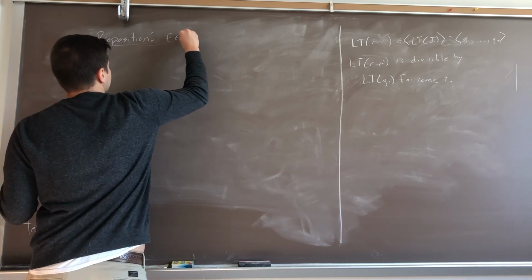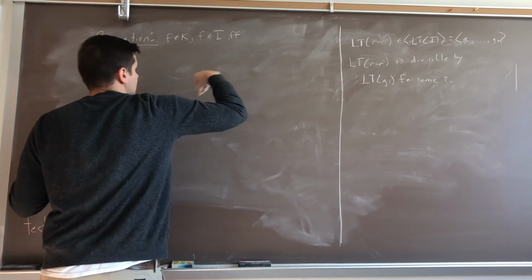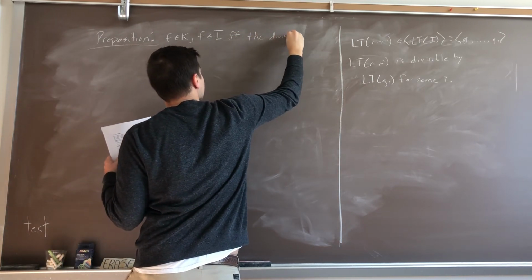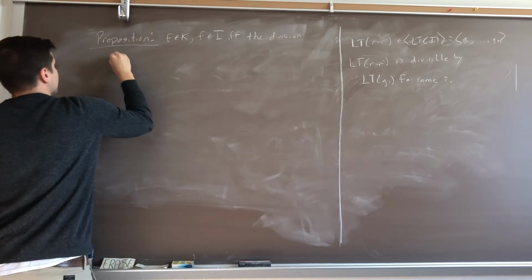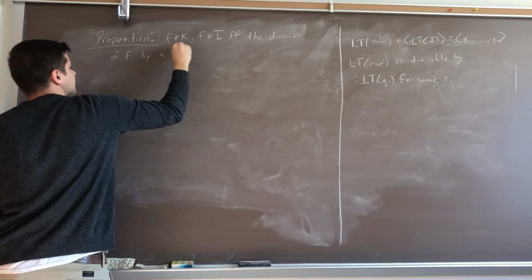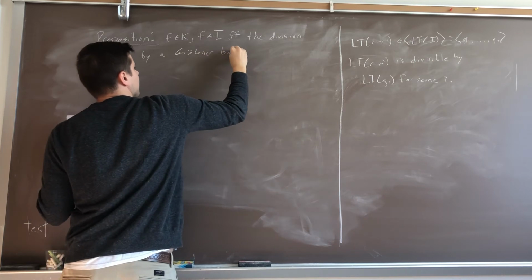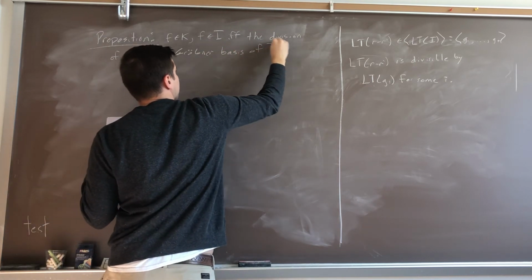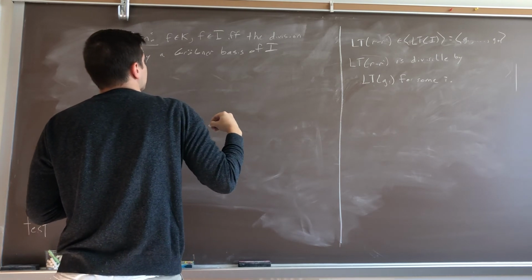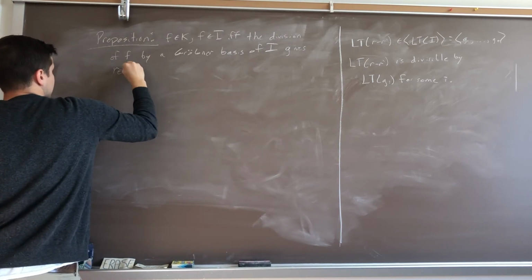if f is in K, f is in I if and only if the division of f by a Gröbner basis of I gives remainder r equals 0.